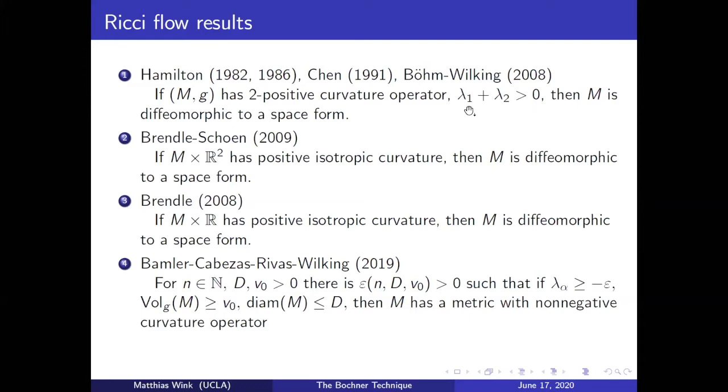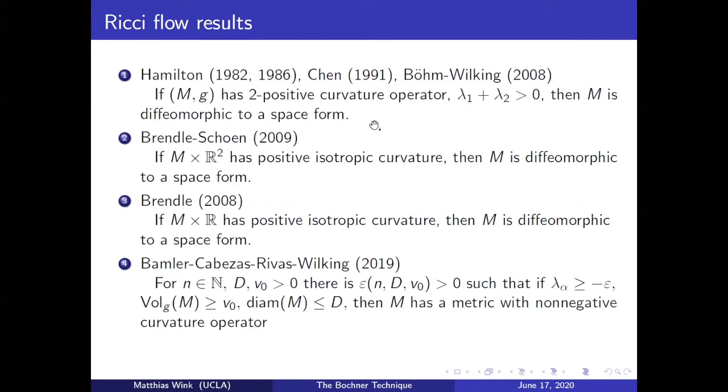Okay, so if the manifold is two positive, then lambda 1 can be negative, lambda 2 has to be positive, and all the other eigenvalues also have to be positive. But it's certainly a weaker condition.